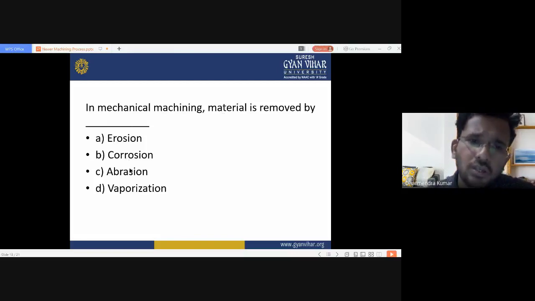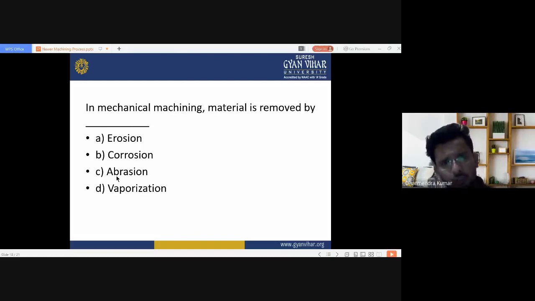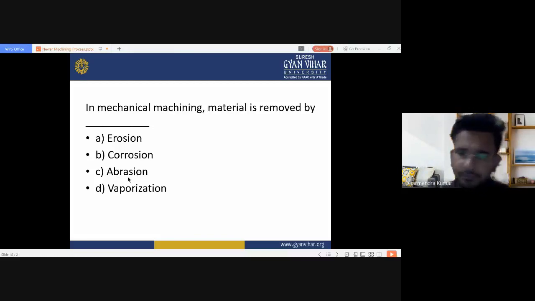The other options are corrosion, abrasion, and vaporization. Vaporization is used for electric discharge machining. On the basis of chemical energy used in non-traditional machining, we have corrosion and abrasion. Here abrasion is also associated with water jet machining and abrasive jet machining.